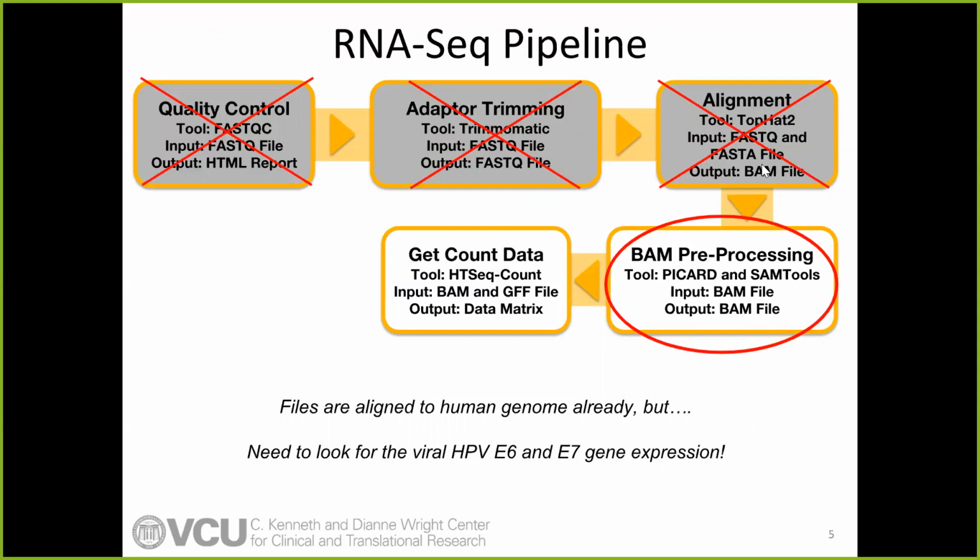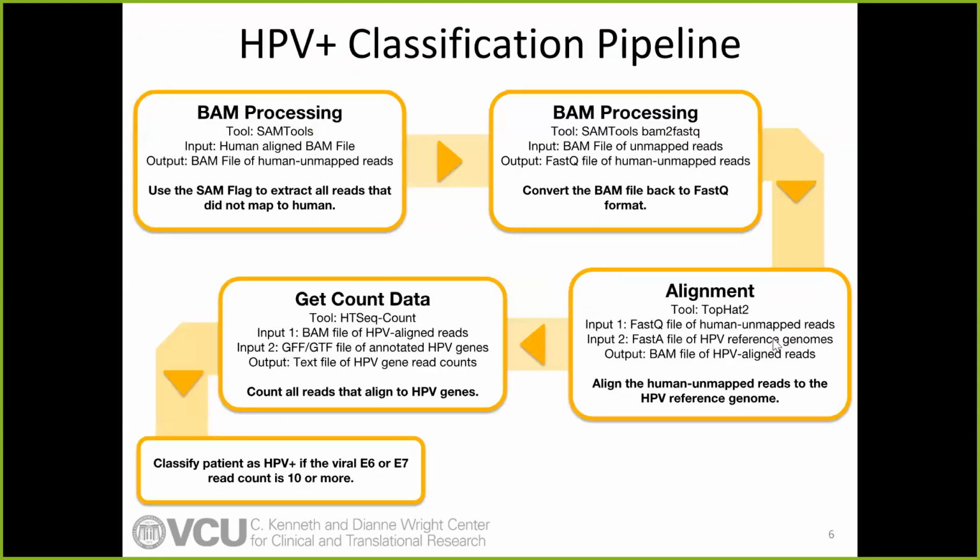We didn't need to do the first 3 steps. They were already done for us. So I started with BAM files, but they were already aligned to the human genome, and I needed to look for viral E6, E7 expression. So what I had to do is, starting from the BAM file, modify the pipeline. So the first step was to filter those aligned BAM files and extract out all of the unmapped reads. And then I used the BAM to FASTQ script to convert those unmapped reads back to a FASTQ file.